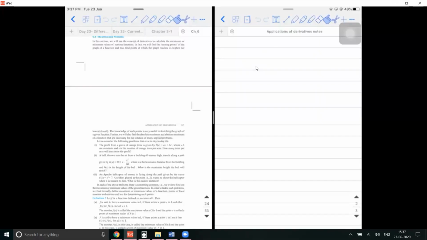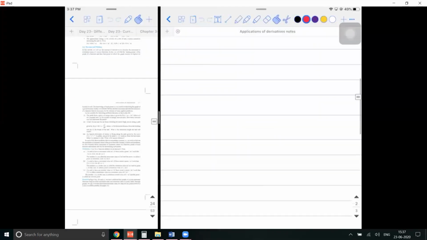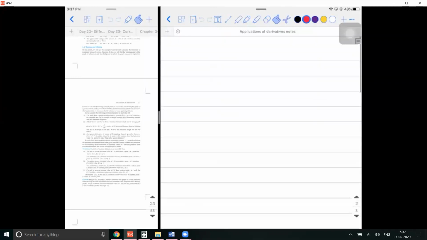So we'll get started. Till now, what were the concepts that we discussed? What were all the applications that we saw for derivatives? If somebody asks you, tell me a few applications of derivatives that you have learned, what will you say? Rate of change.